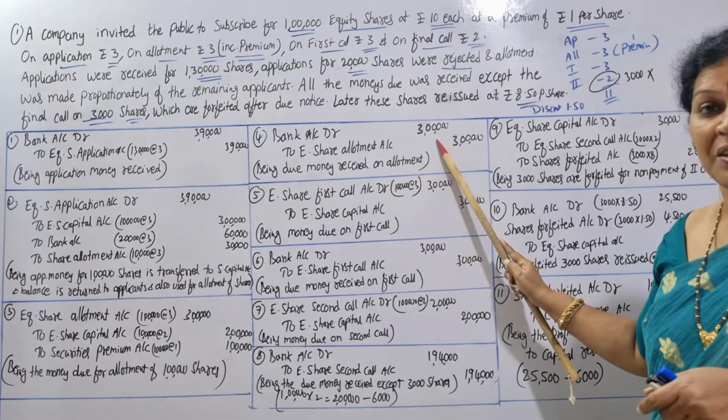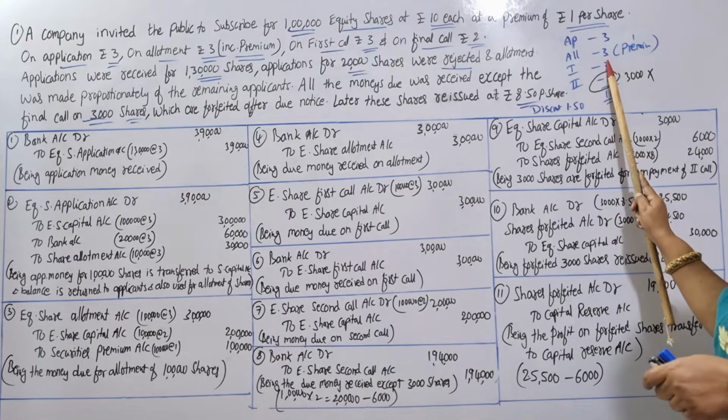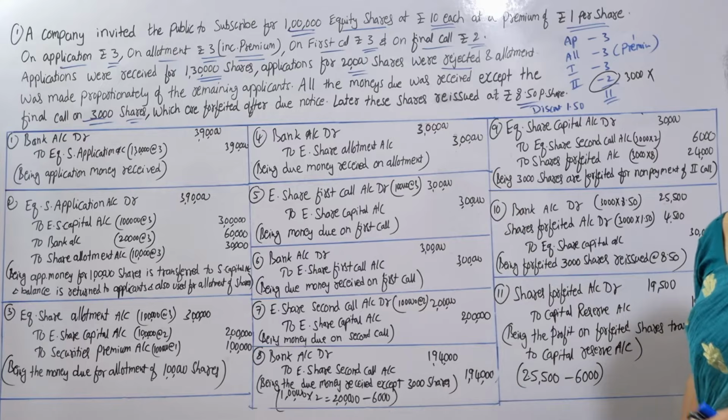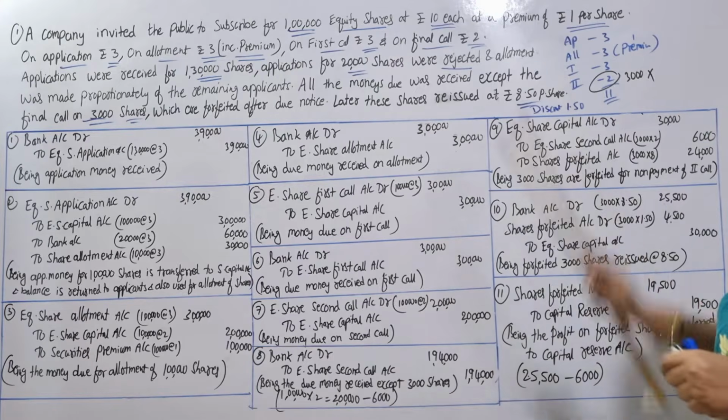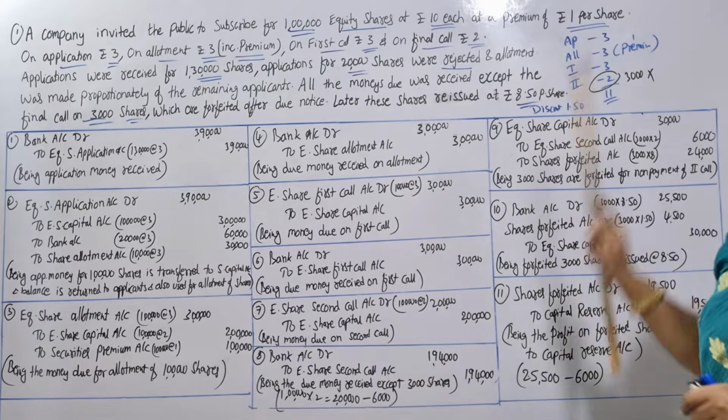How much are we receiving? 3 into 1 lakh, so 3 lakh we are receiving. Then this is over. Allotment is over. Next, what else? First call.